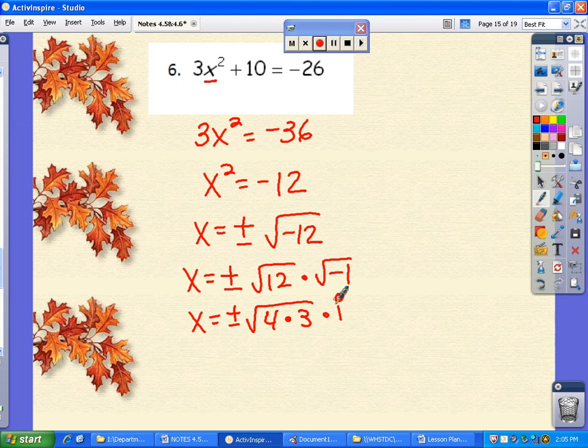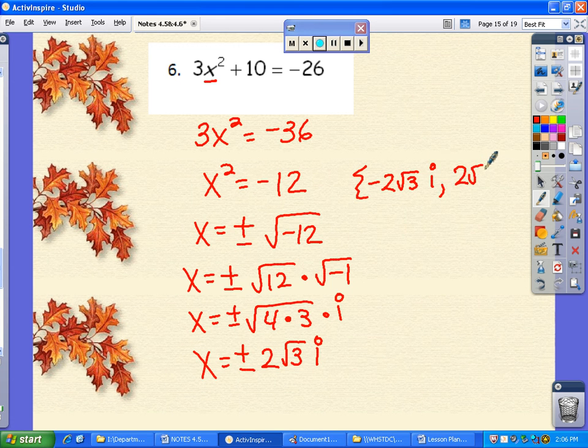So our final answer: x is equal to plus or minus, the square root of 4 is 2, the square root of 3 has to stay underneath, and then you're going to have your i. So your two solutions are negative 2 square root of 3 i or positive 2 square root of 3 i. Here again, if you were to graph this, this would not touch the x-axis.